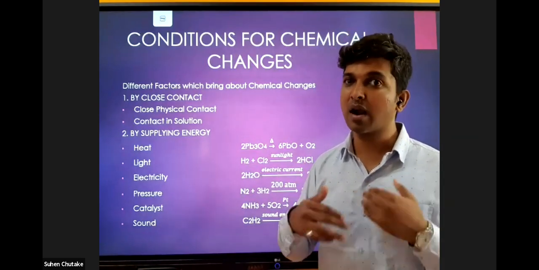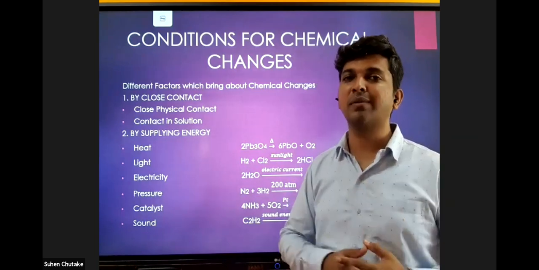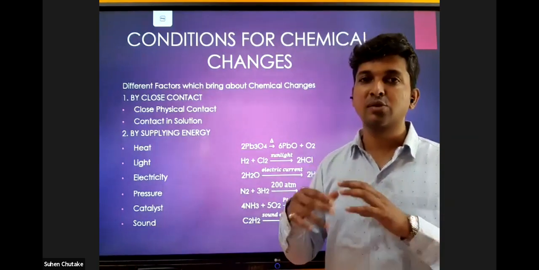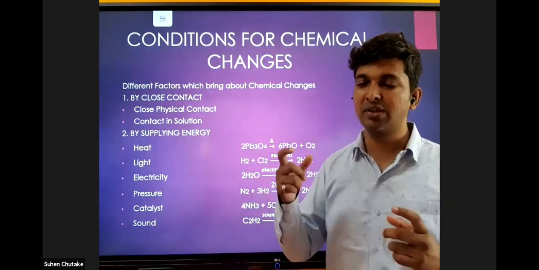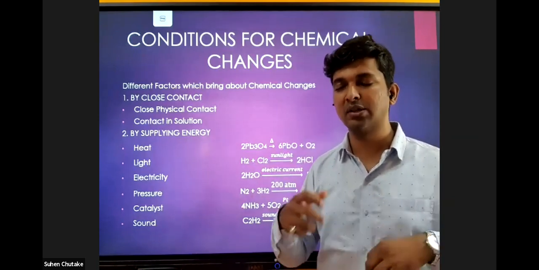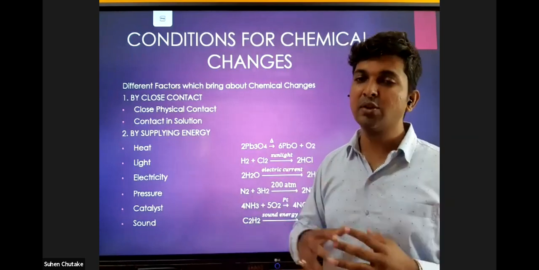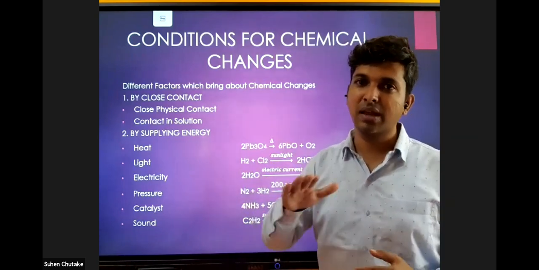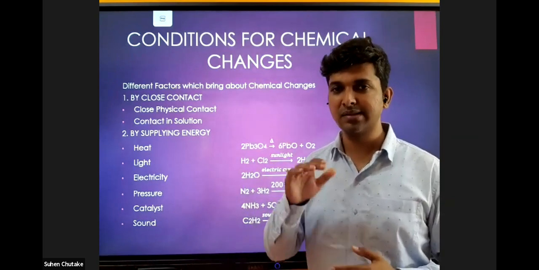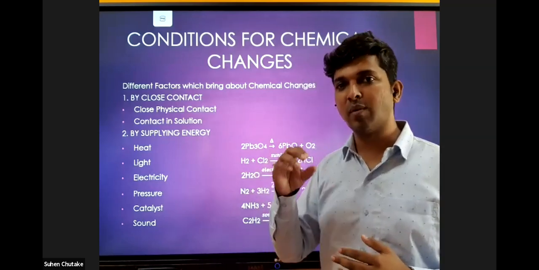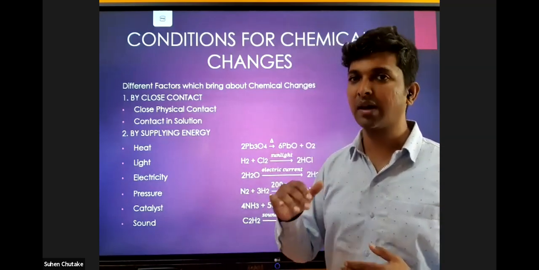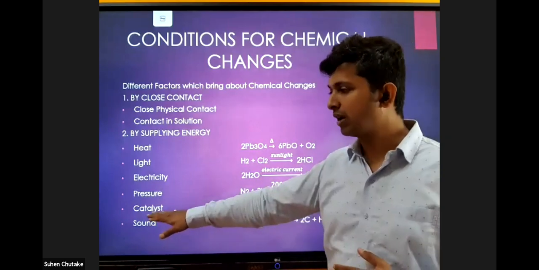So what is activation energy? Activation energy is the amount of energy which we need to supply to the reactants so that they interact with each other, so that they collide with each other, so that they start reacting with each other. That is called activation energy. But when you use a catalyst, this activation energy is decreased. So molecules can interact with each other with a lower energy if you are using a catalyst.